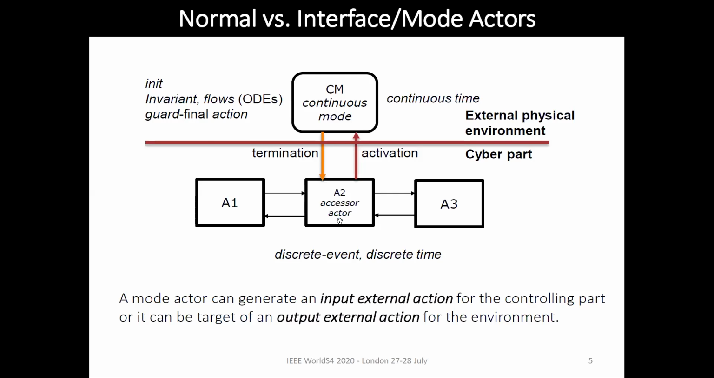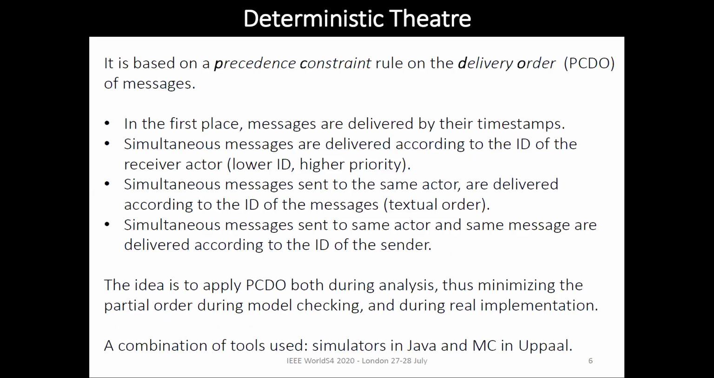Okay, now, what about the determinism? In what does our determinism consist? We have an actor model in which messages are, first of all, time-stamped. Each message carries the time tag when it must be delivered. Obviously, we first deliver messages according to the timestamps. But the situation happens that we also have messages which are simultaneous.